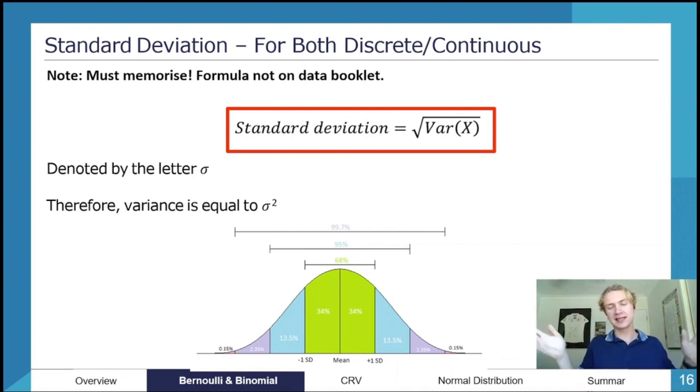So therefore, we can say that the variance is equal to the standard deviation squared, and that's just rearranging this formula. But definitely write this one down on your data booklet, and it's something that you should be reviewing the night before and trying to memorize. Okay, you should be memorizing it before the night before, obviously, but it's something that you definitely need to revisit and is definitely worthwhile.